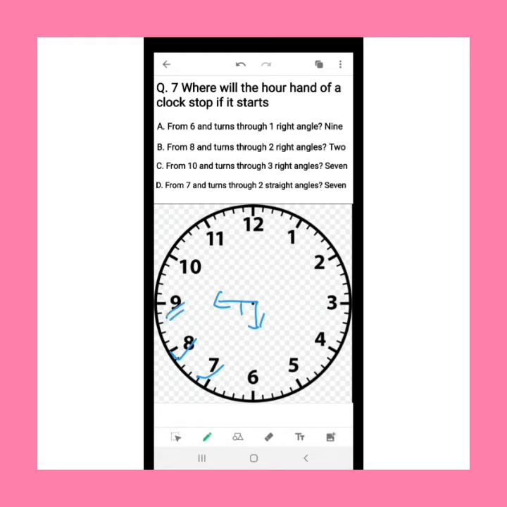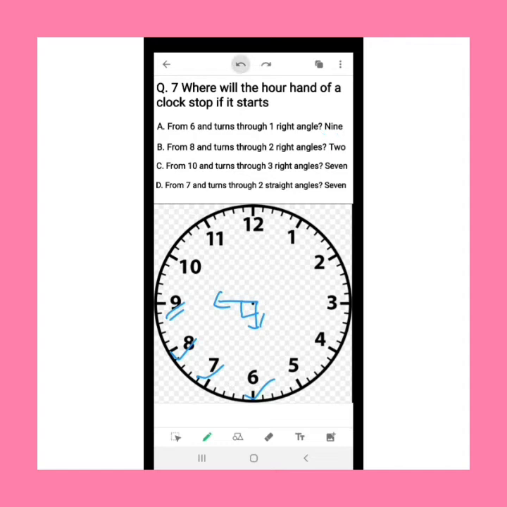So here I am making an angle of 90 degree, that is a right angle. So you have to keep in mind that for making one right angle we have to cross 2 points and reach onto the third point. So here I am starting from 6 and taking the turn of one right angle, so it is reaching onto the 9.